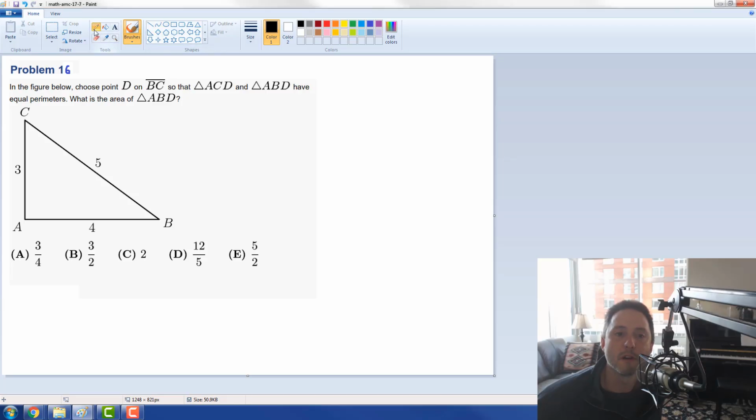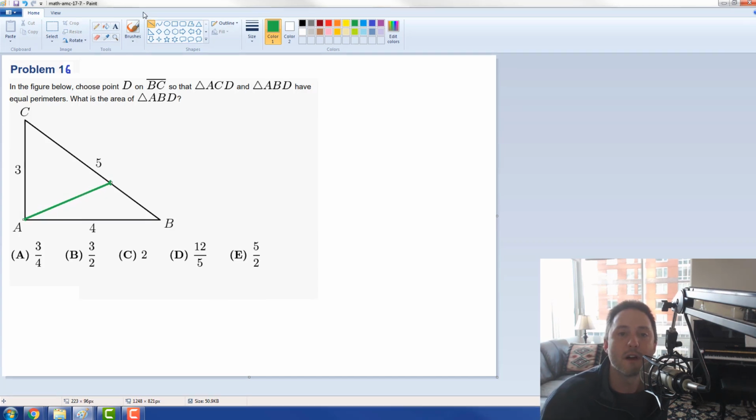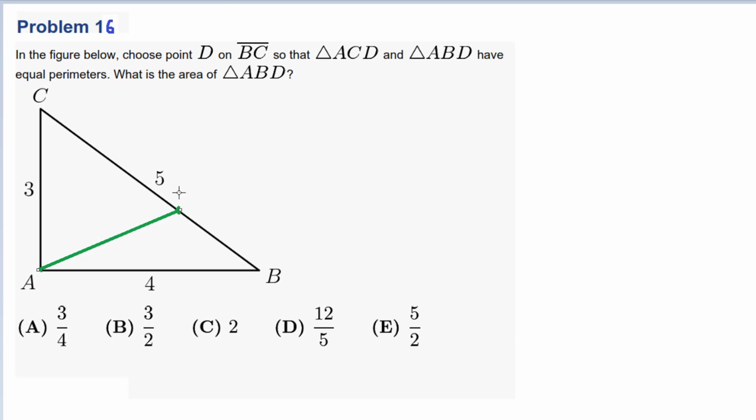Okay. So let's read this one here. In the figure below, choose D on BC so that triangle ACD and triangle ABD have equal areas. Hopefully you already tried to go through this question, so you have some frame of reference. Let me see if I can get my pen to work again. It's acting a little wacky. All right. So we're going to choose a point here such that these two triangles, you can use a line tool here if I want to make straighter lines. There we go. This bottom triangle and this top one have equal areas.